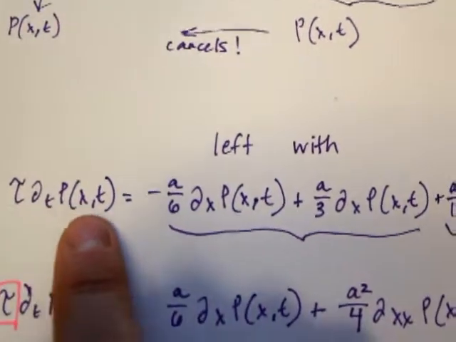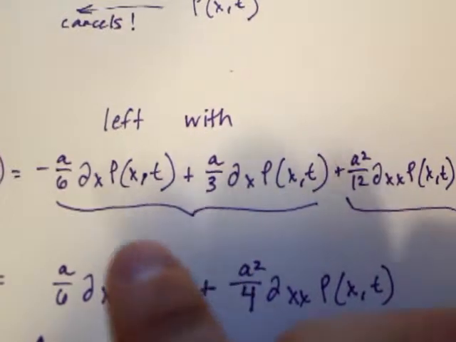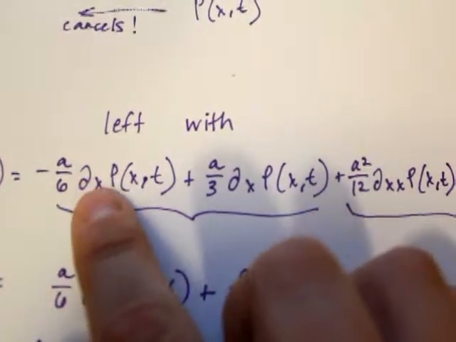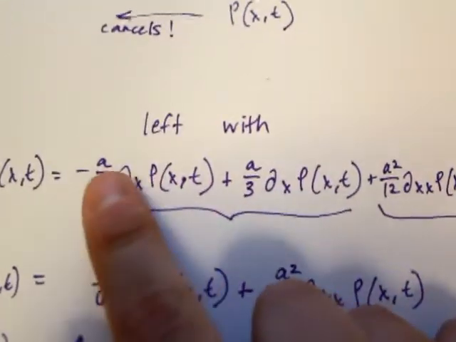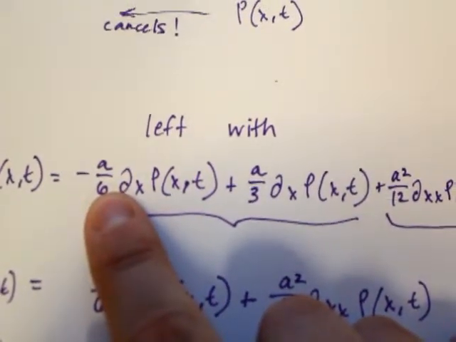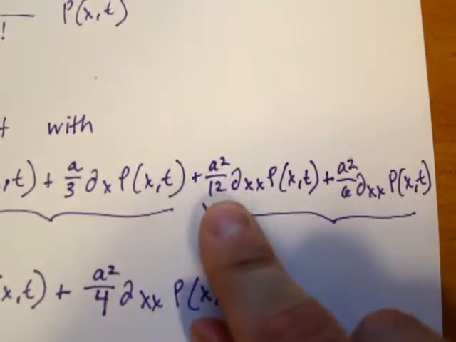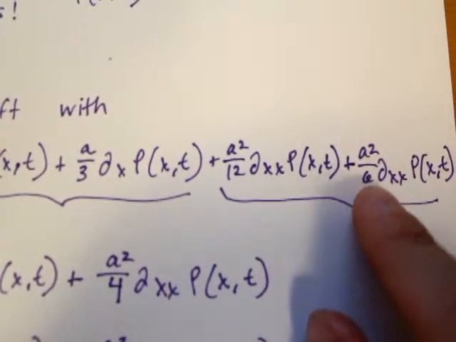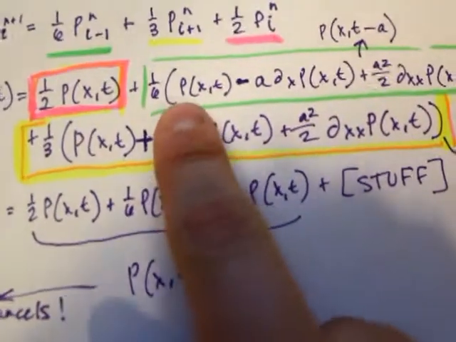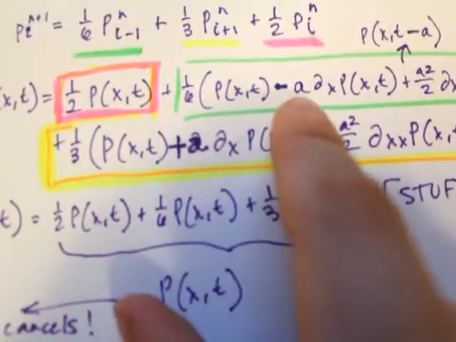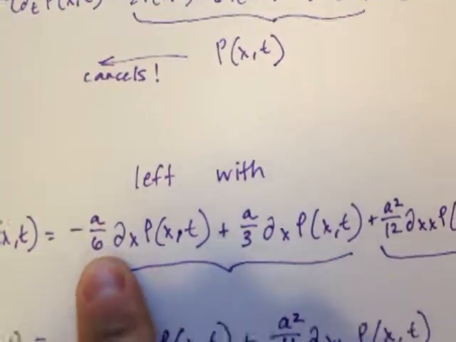So this is what we're left with. We have τ ∂_t p_x(t), and we have these terms, which I've grouped according to which derivative they are. So we have the first x derivative of p_x(t), and then over here the second ones. We get a negative a over 6 contributing from him moving right, and an a over 3 contributing from him moving left, and then an a squared over 12 from him moving right, and an a squared over 6 for him moving left. And again, just to show where this comes from, we have this 1/6 here, and this is the a. So that's where, for example, the negative a over 6 comes from down here. And that's the same for all the terms.